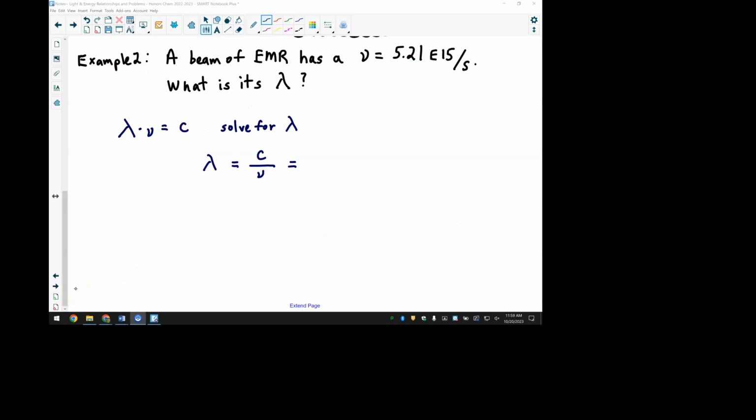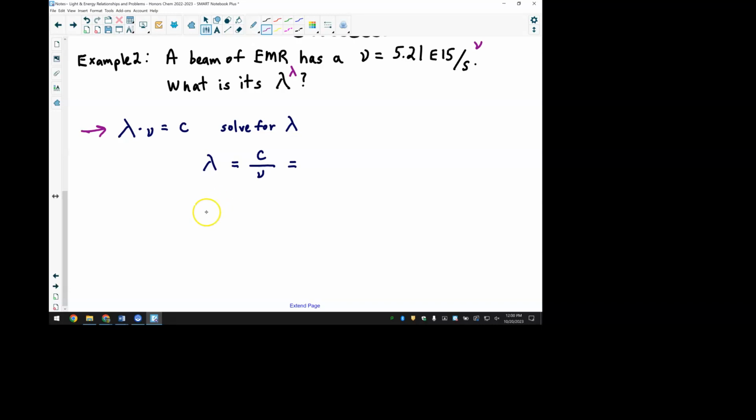Next sample problem. A beam of electromagnetic radiation has a frequency of 5.21 times 10 to the 15th per second. What is its wavelength? So this is kind of the opposite question. Here, I know the frequency, and I want you to find the wavelength. Again, then I need the equation that has wavelength and frequency in it, and I want to solve for wavelength. When I do that, I find that lambda is c over nu.